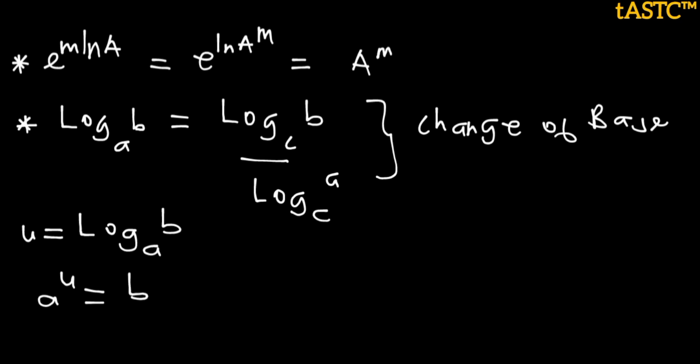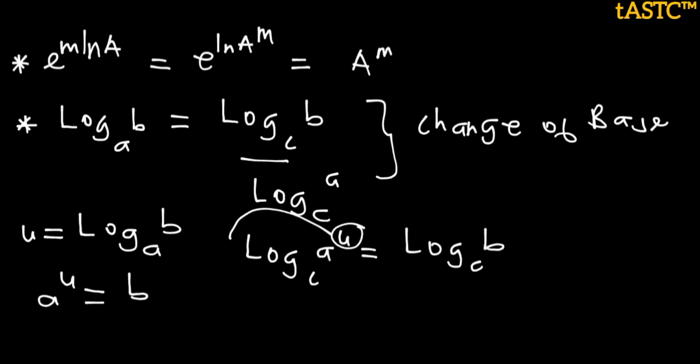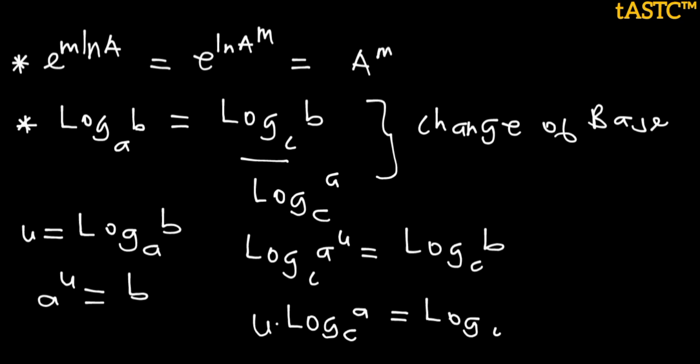Next up, I'm going to take logarithm to the base c of both sides, because obviously you can see from here that we have ac. So that will be log to the base c of a to the u, and this is going to be log to the base c of ab. Now here we already know that u could go to the front. So that will be u multiplied by logarithm to the base c of a, and that will be equal to log to the base c of ab.